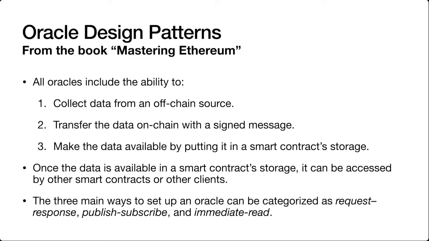All oracles include the ability to, first, collect the data from an off-chain source; second, transfer the data on-chain with a signed message; third, make the data available by putting it in smart contract storage. Once the data is available in a smart contract's storage, it can be accessed by other smart contracts or other clients. The three main ways to set up an oracle can be categorized as request-response, publish-subscribe, and immediate-read.